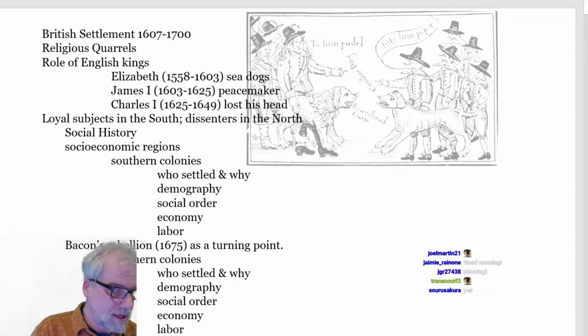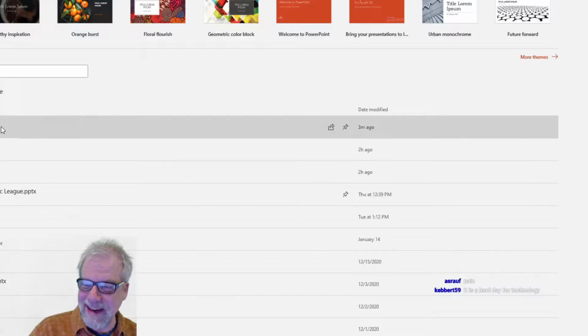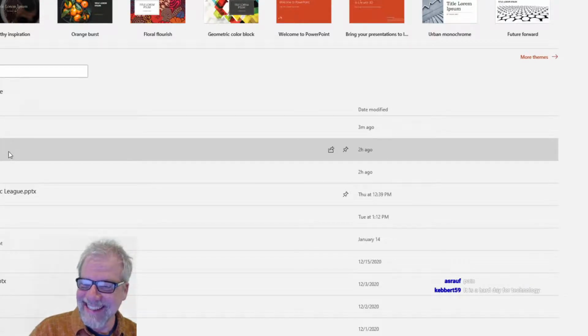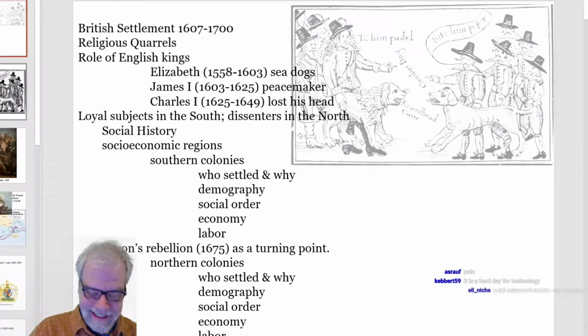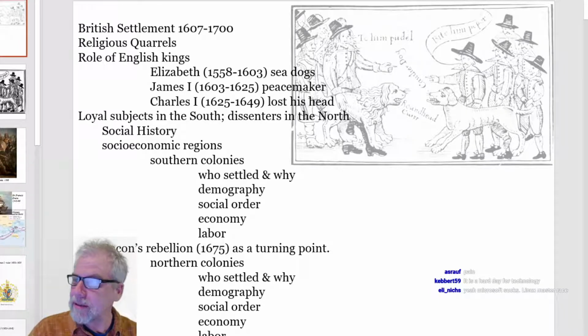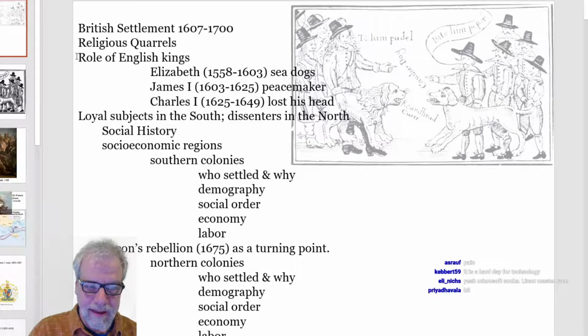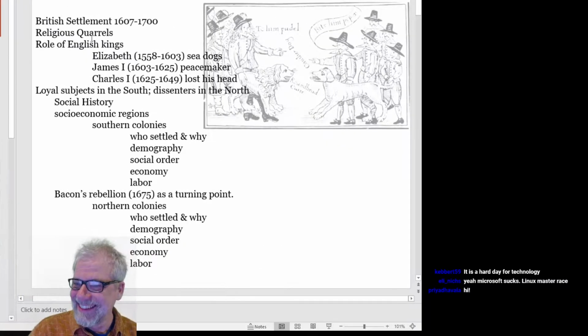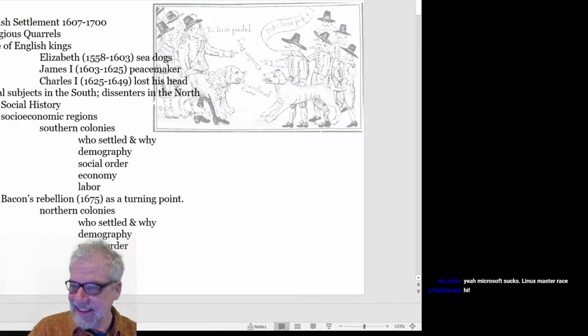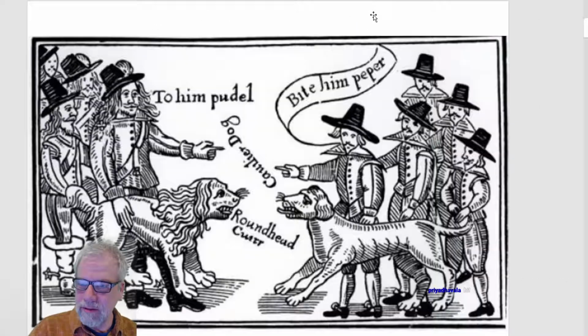Bear with me here for a second. I don't want to kill everything. Why is PowerPoint not working? All right. I'm going to kill it. I'm going to rebuild it. PowerPoint pain. Yeah, document recovery. Okay. There we go. Now I can page down.